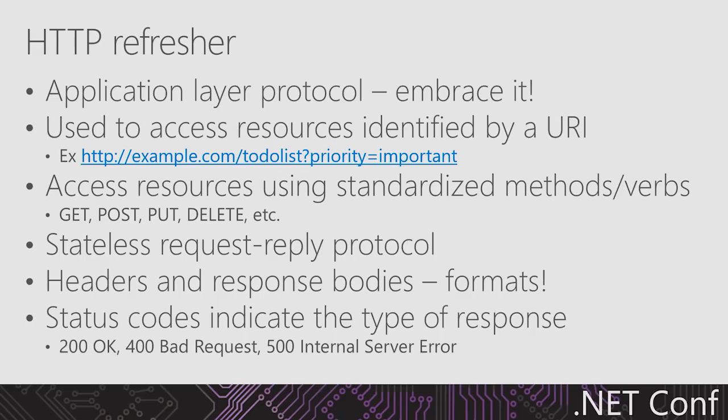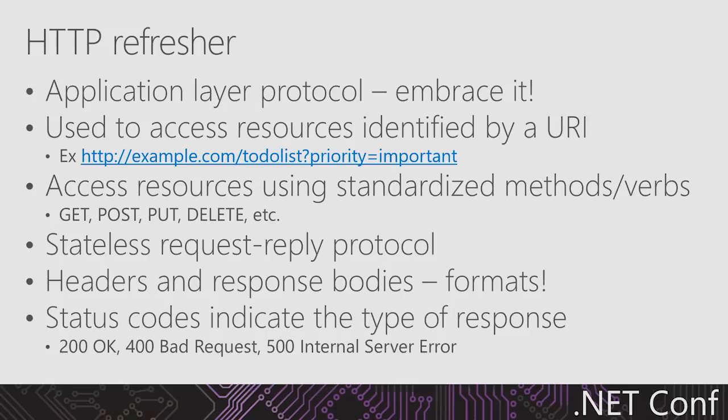Now we're going to be using HTTP a lot to build our web APIs, so let's do a quick HTTP refresher. HTTP is an application layer protocol, so we're going to embrace it. We're not going to try to ignore it through abstraction like you might a transport layer where you really don't want to know the details. With HTTP, we want to get our hands dirty with all the artifacts of HTTP. Headers and the body and formats and status codes, methods, all those things.